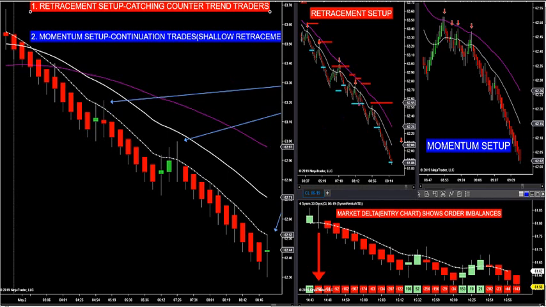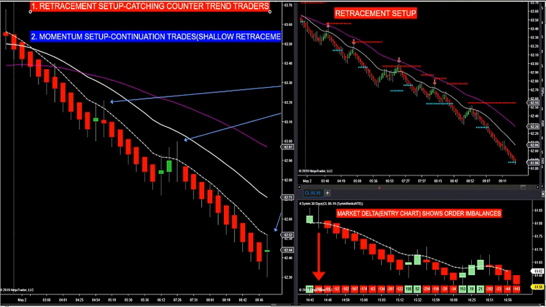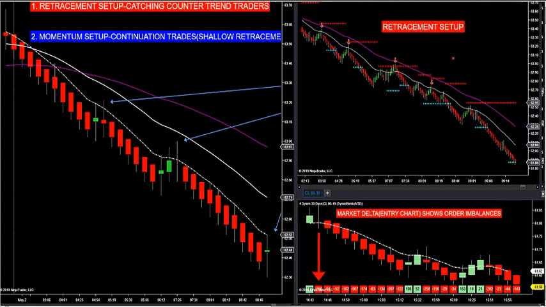I want to look at the chart right next to it. Then I want to look at this chart right here. This is very important. This chart will tell me if I'll take the momentum trade off. Let me blow this up. This chart is called a retracement setup chart.